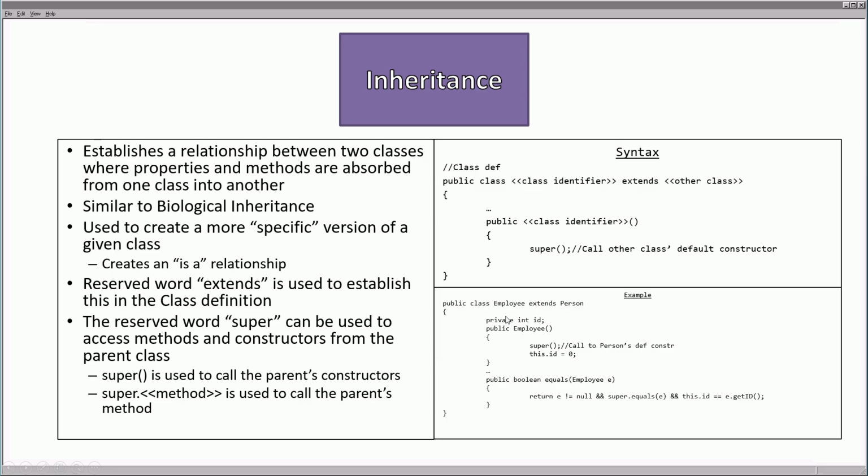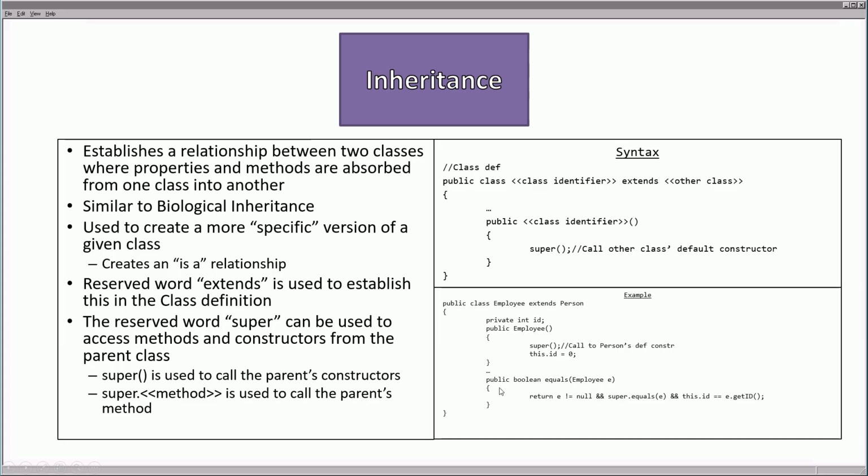Now, if we wanted to create a more specific version of a person called an employee, we have employee extends person. This means that the employee has absorbed the attributes, name and favorite number, and now has included a new property called ID. From here, as you can see, in the default constructor, we call the person's default constructor, thus setting its name to none yet and its favorite number to 0. Then we set this.id also equal to 0 here.